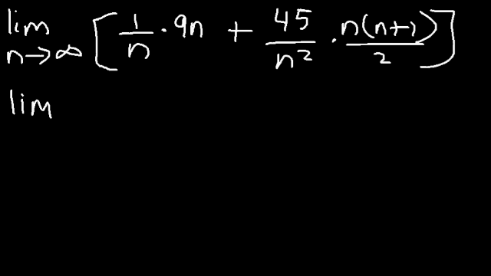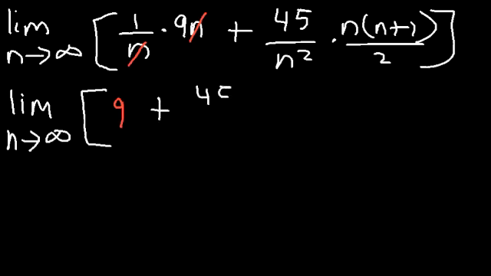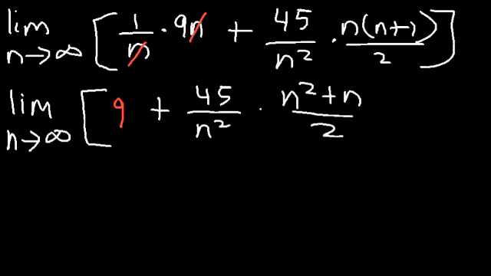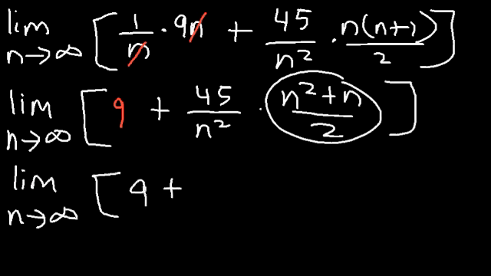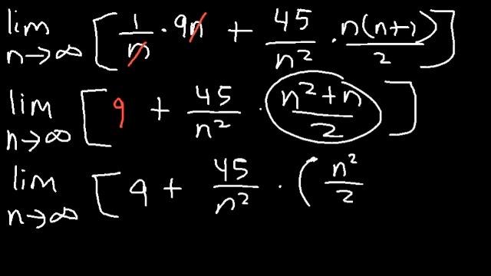So this will simplify to this expression. 9n divided by n is simply 9. The n variables will cancel. Plus 45 over n squared times, let's distribute n to n plus 1. So it's going to be n squared plus n divided by 2. Now let's separate this fraction into two smaller fractions. So it's 9 plus 45 over n squared, and then it's times n squared divided by 2 plus n over 2.